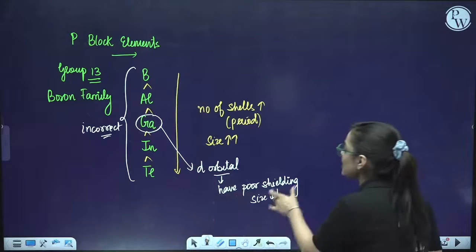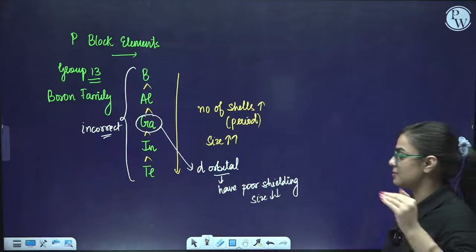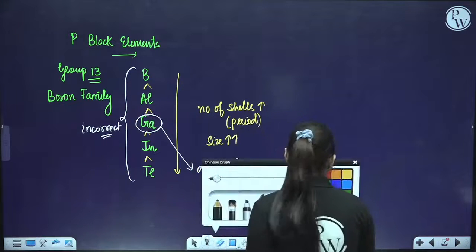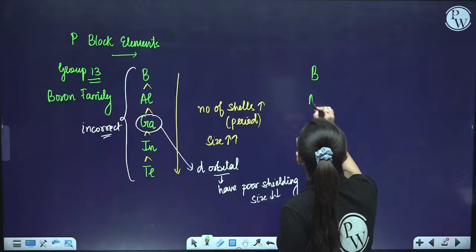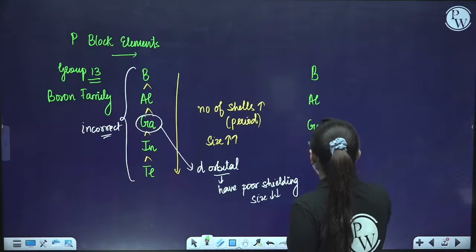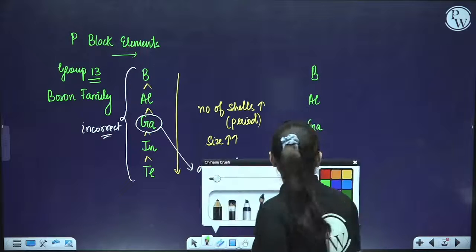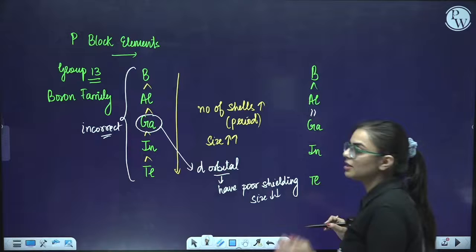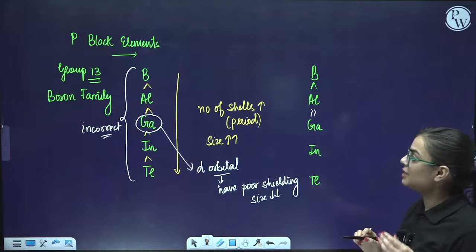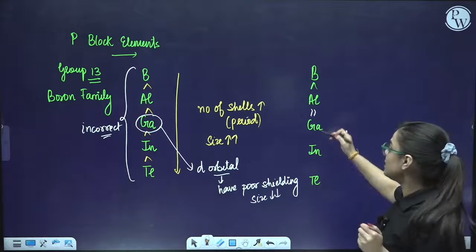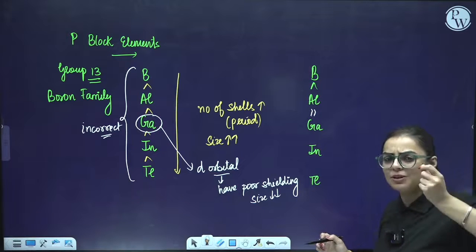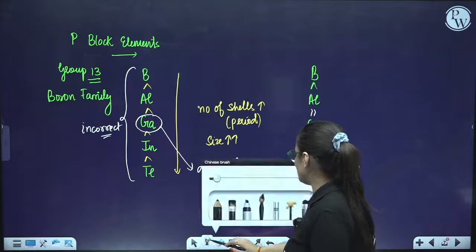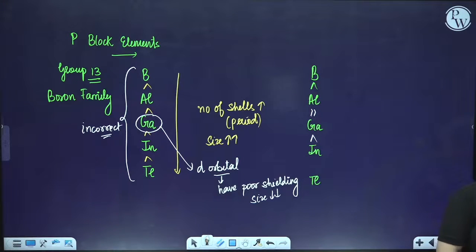So poor shielding, size decreases; good shielding, size increases, right? So size will basically decrease. That means if I am writing all the elements over here again, it is boron, aluminium, gallium, indium and thallium. What do we see over here? Over here the size is approximately equal, but aluminium will have a little bit higher size, right? Next is the same case. Now in indium and thallium also the same thing occurs, but everybody first of all write this down.